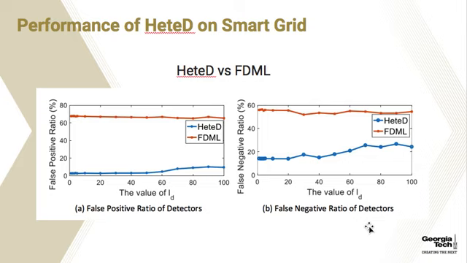So now we will be going over the performance and the final results of Hatid on the smart grid scenario. The authors use false positive ratio and false negative ratio to compare the performance between Hatid and FDML, which is another approach to detect these type of attacks. Both of these detectors were implemented using Python.